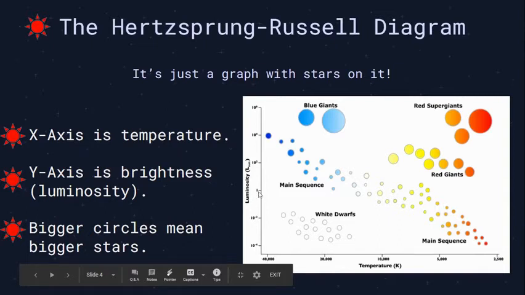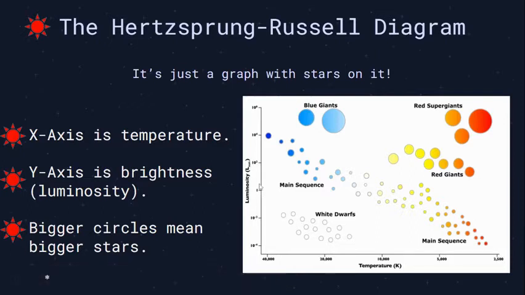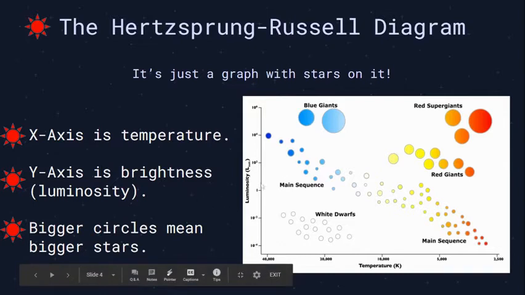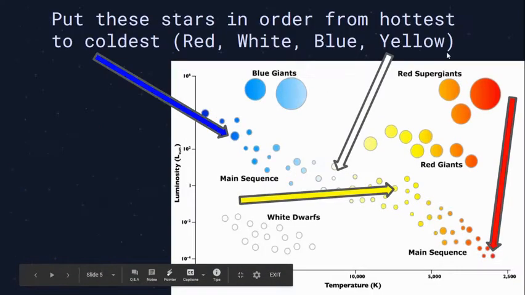And then the y-axis is luminosity, right? That's how bright the star is. And 1 means one sun. So our sun has a luminosity of 1. The higher up you go, the brighter it is. And the lower down you go, the dimmer it gets, right? And bigger circles mean bigger stars.